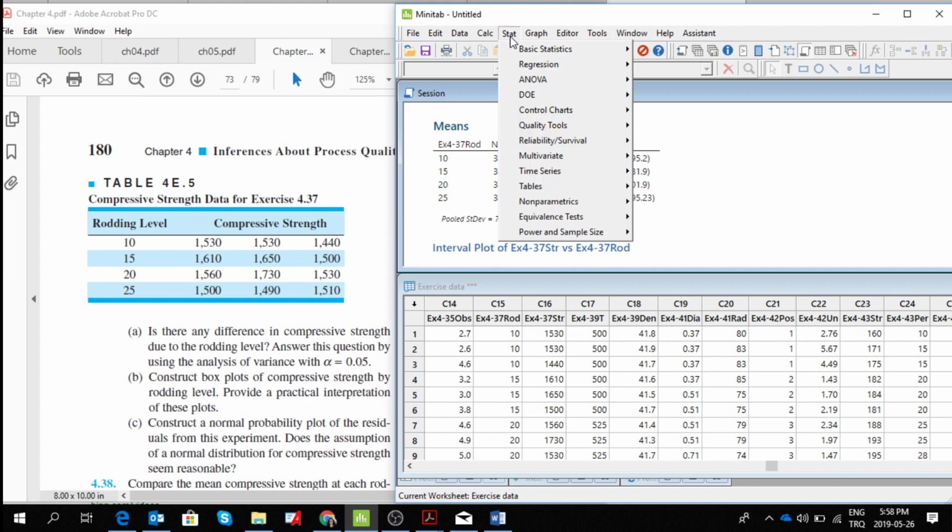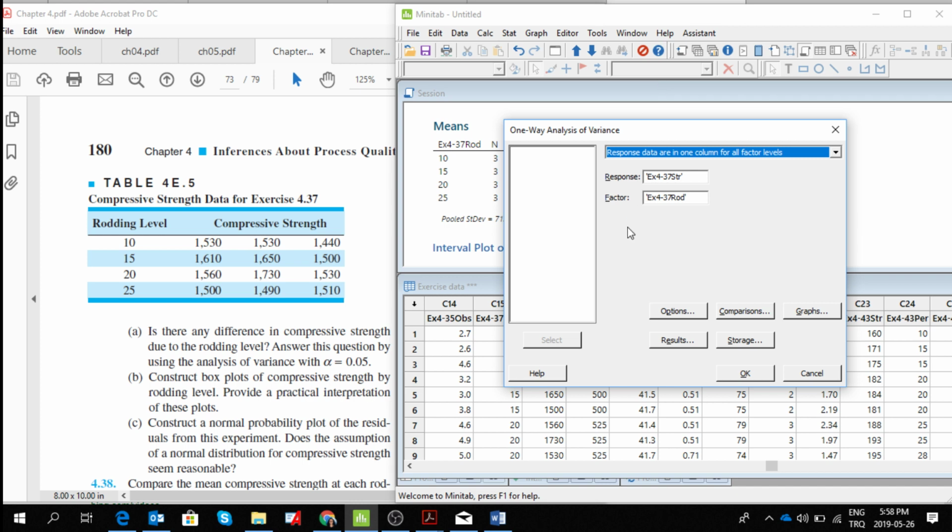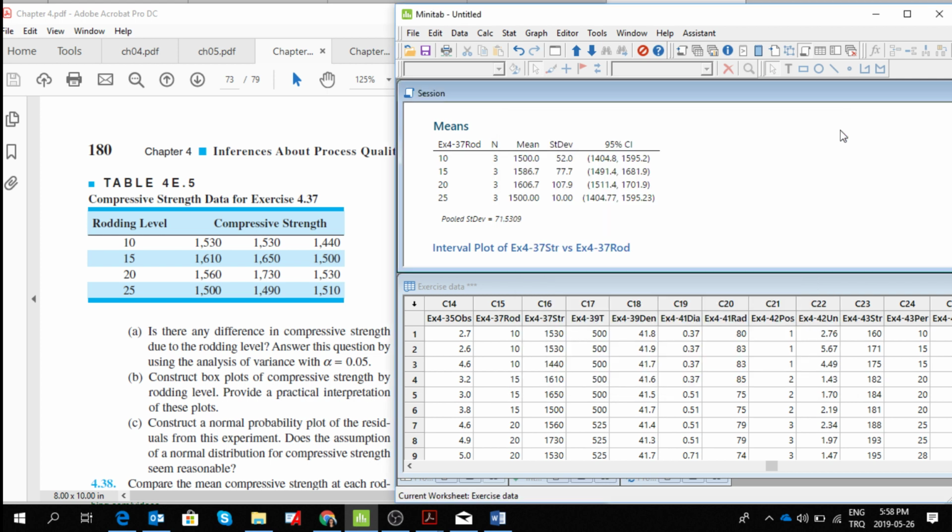So the way we already uploaded the data set, we are going to go to Stats, then ANOVA, and this is going to be one-way ANOVA. This is ANOVA because we have more than 2 populations to deal with. We have 4 levels here. One-way ANOVA. I already did that before actually. Response data are in one column for all factor levels, or response data are in separate columns for each factor level. Okay, let's see the data set first.